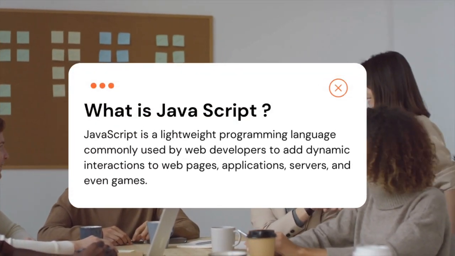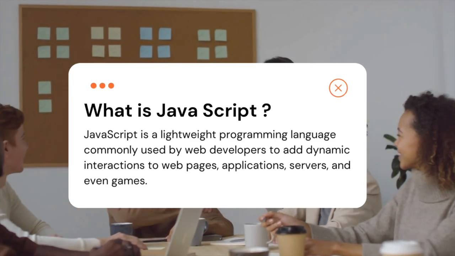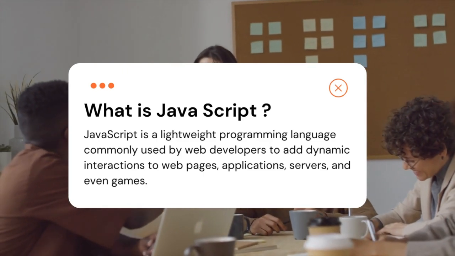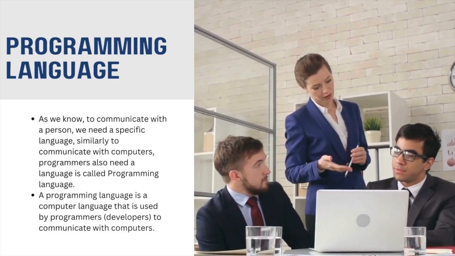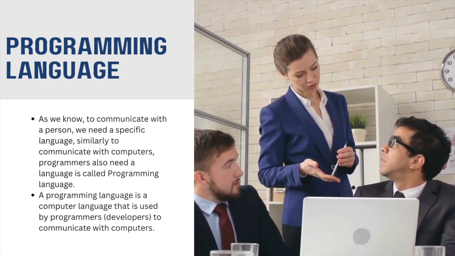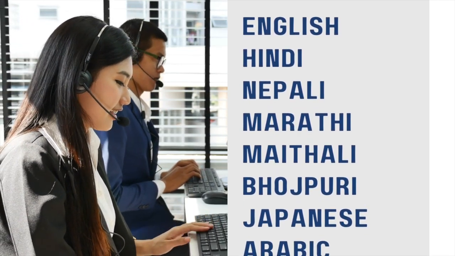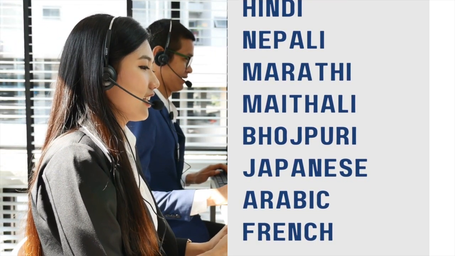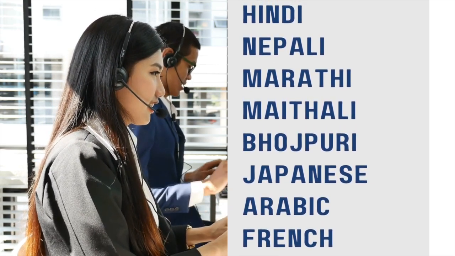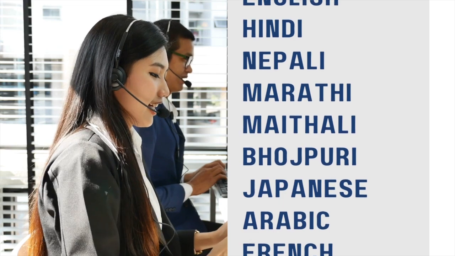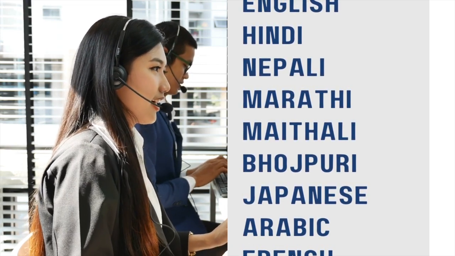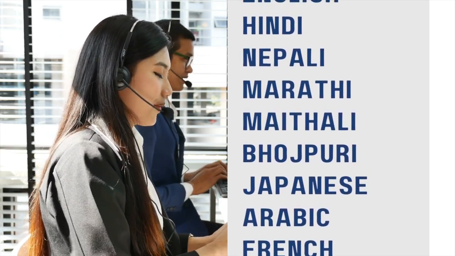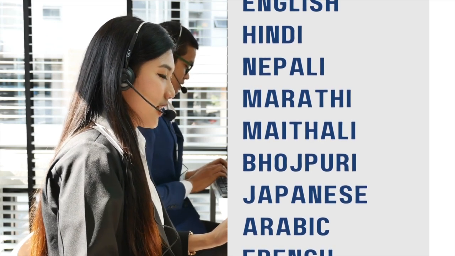JavaScript is a programming language commonly used by web developers to add dynamic interaction to web page, application, server, and even games. Wait a second. You must be thinking that we have heard about language, but what do you mean by programming language? The programming language is just like a language like English, Hindi, Nepali, etc. Because of this language, we are able to talk to each other and we understand each other. As I speak English and you understand. If I speak some other language, you probably won't understand. So this language keeps us connected to each other because of languages like English, Hindi, Nepali, etc.